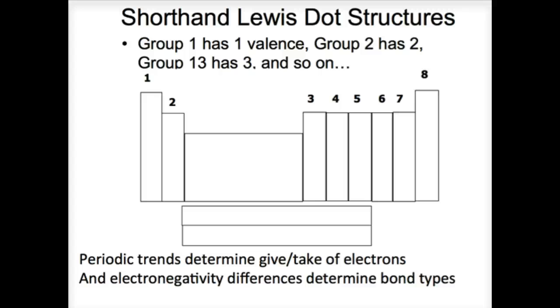Now, again, a reminder about our valence numbers. We use the representative elements, my s and my p blocks, because s and p are where I get the magic number 8. We know that the periodic trends are what affected all of this, and that it's the electronegativity difference that determines my bond type.